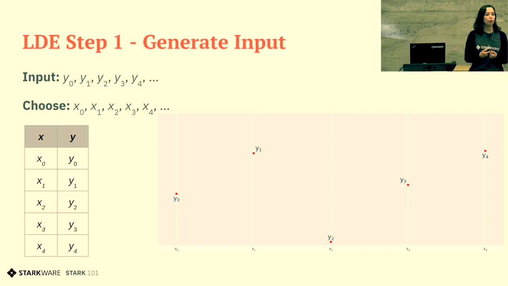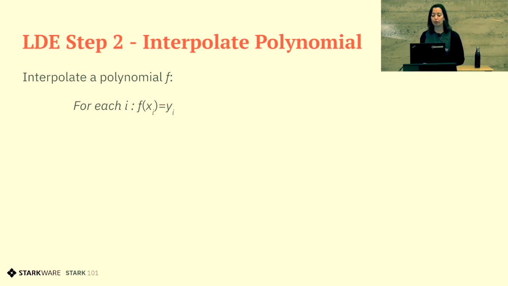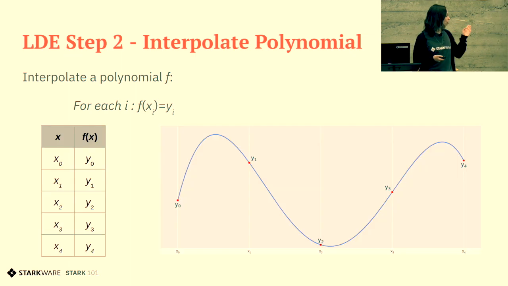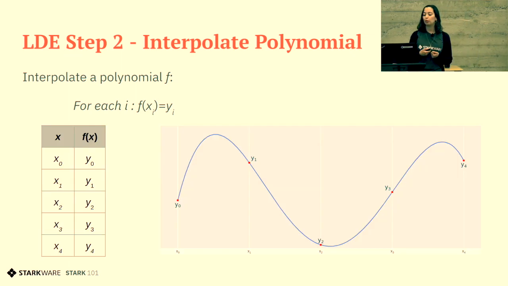Then we interpolate a polynomial through these points. We interpolate a polynomial f such that for each i, f of xi equals yi. So to the left, you have the table, x's and then y's. And you can see the blue curve that is the result of the interpolation through this set of points.